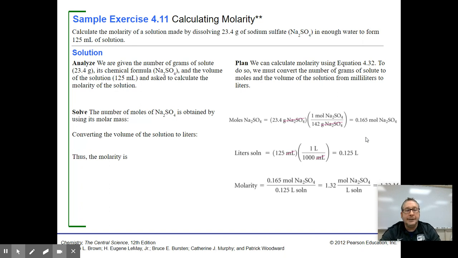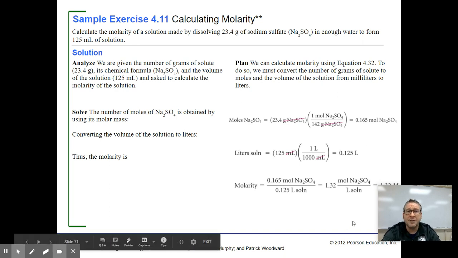Next, we need to figure out what our volume of the solution has to be. We are told that our final solution needs to be 125 milliliters. But as I emphasize in the formula for molarity, the bottom number must be volume in liters. So we must take the milliliters and convert that to liters.